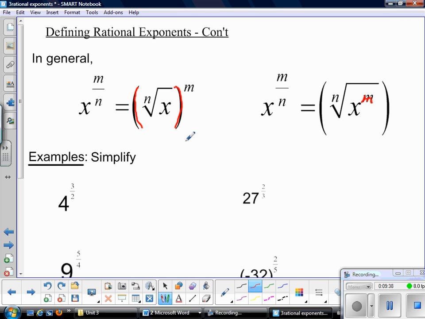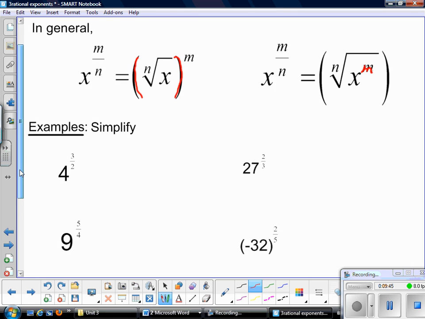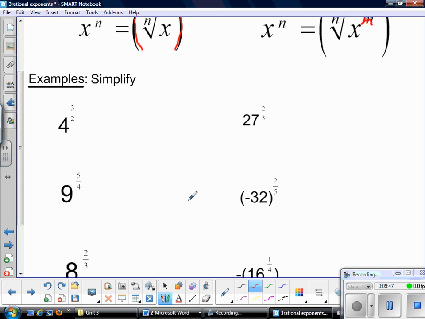Well, it's going to depend on your base number, whether it's easier to work with or not. So let's look at some examples again. So we have 4 to the power of 3/2.